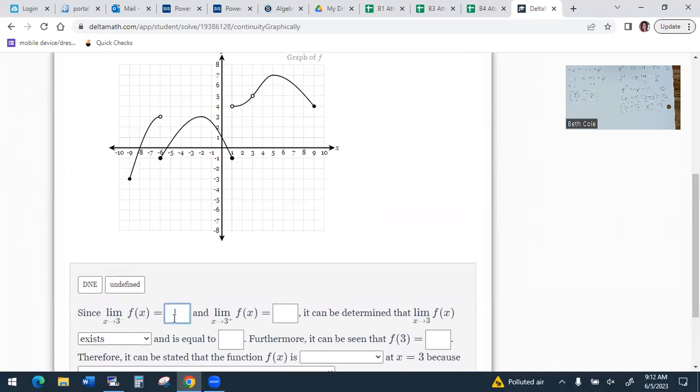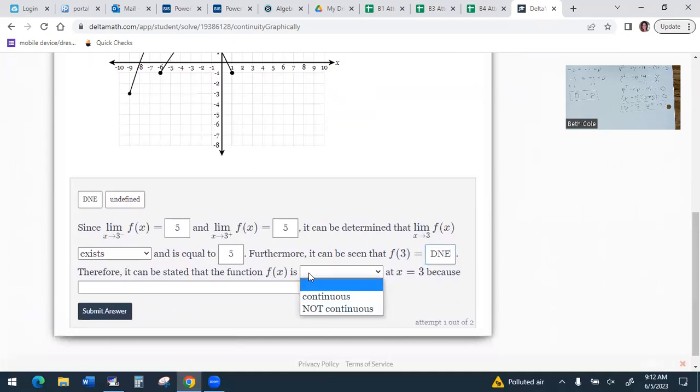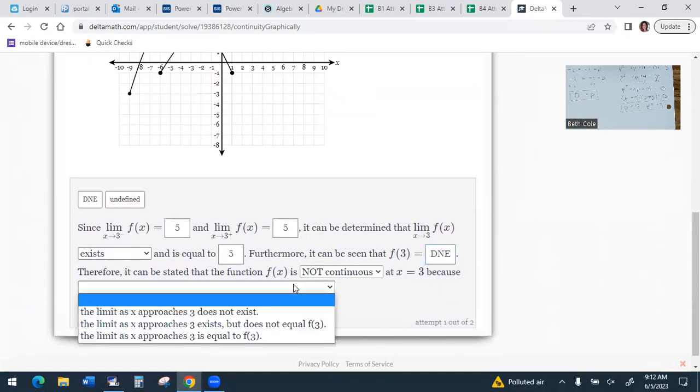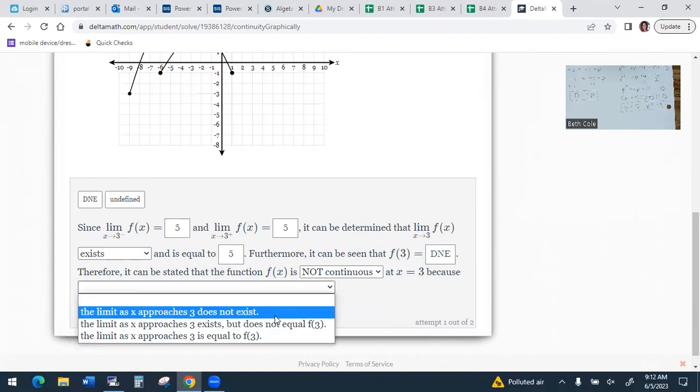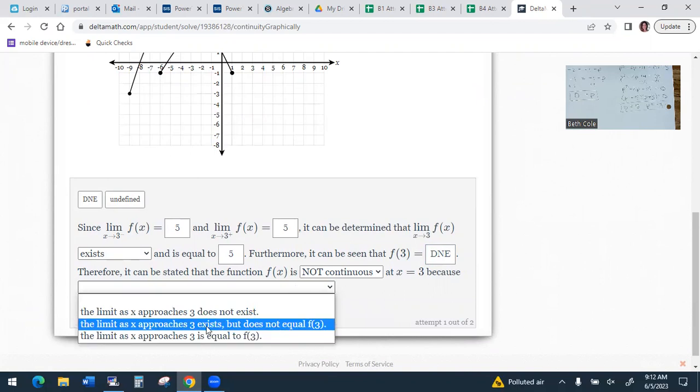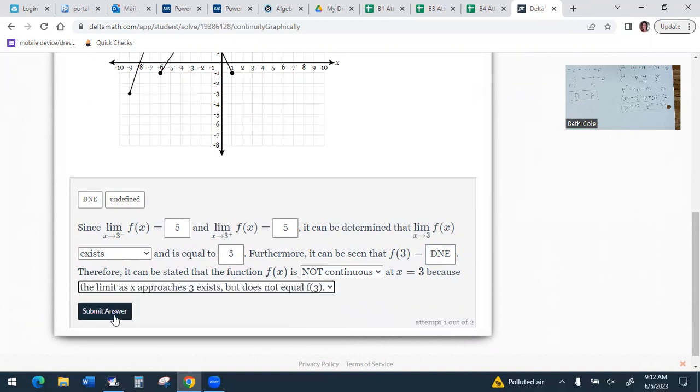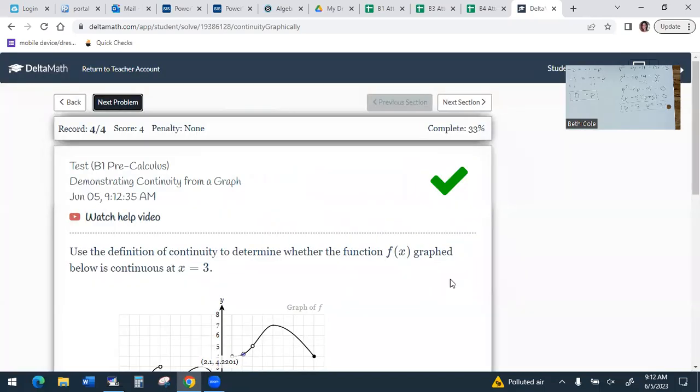What is your limit from the left for 3? 5. What's your limit to the right? 5. So the overall limit exists and is equal to 5. But the actual point does not exist. Okay, DNE. Therefore, the function is not continuous because, what one is this? The limit as x approaches 3 exists, but doesn't equal f of 3. Do you see how it works with all the little drop downs? Okay, I just don't want you to have a zillion questions later.